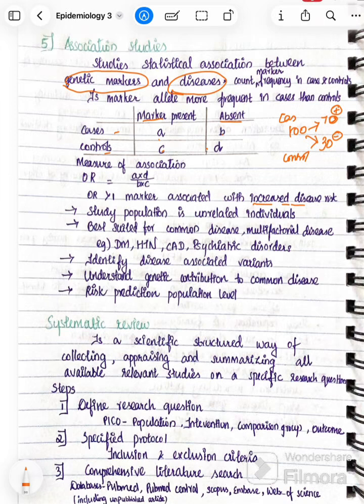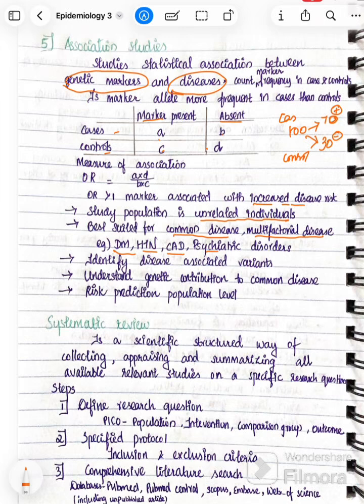Study population is unrelated individuals. This is best suited for common diseases, multifactorial diseases like diabetes, hypertension, cardiac problems, psychiatric diseases. It identifies disease-associated variants, helps understand genetic contribution to common disease, and supports risk prediction at population level.